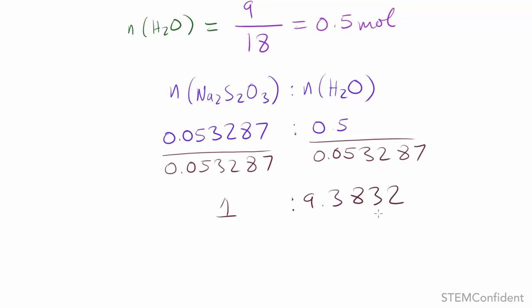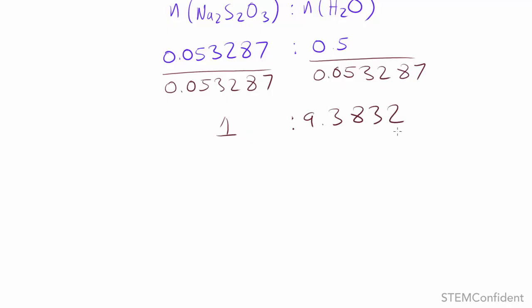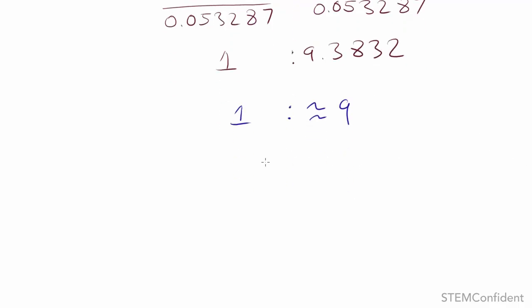We need to bear in mind that we are looking for an integer value for x, and given that, I'm going to round this to the closest integer value. Now 9.38, what's the closest integer value? Of course, in this case, it's going to be 9. So we can say that that one is in a ratio with approximately 9. We rounded this to an integer value, and so therefore x is equal to 9.